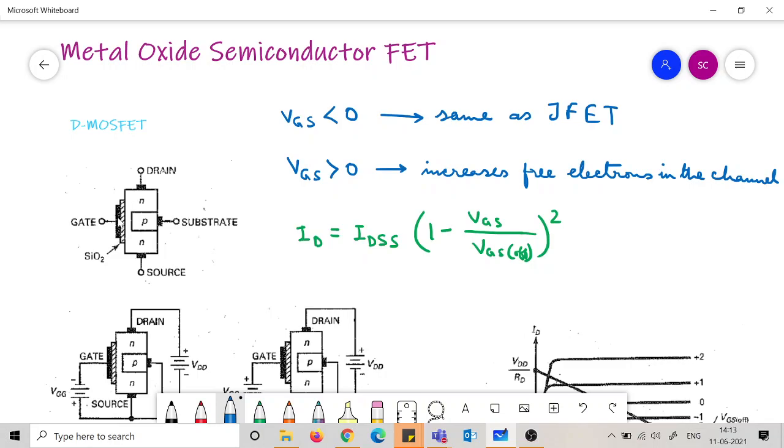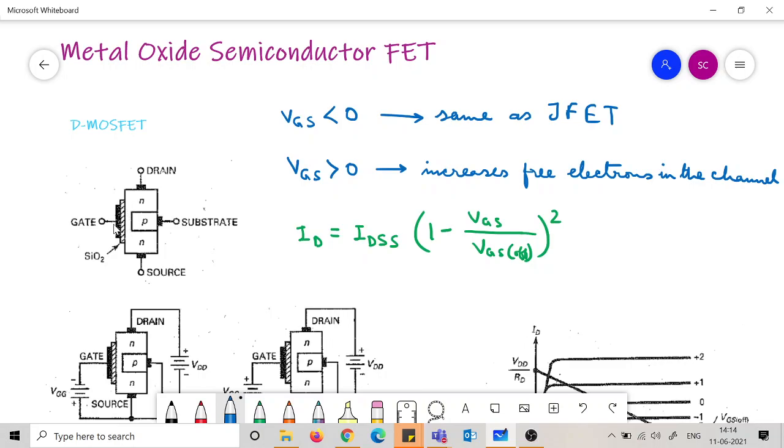Now you can very well understand that if we don't have a gate source voltage, if we just have a drain source voltage, the current will flow through this narrow channel here, and it will establish some current. Now if you are applying a gate source voltage on top of it, as you know, if it is a negative gate voltage, then it will narrow down this channel, as we saw earlier in JFET also.